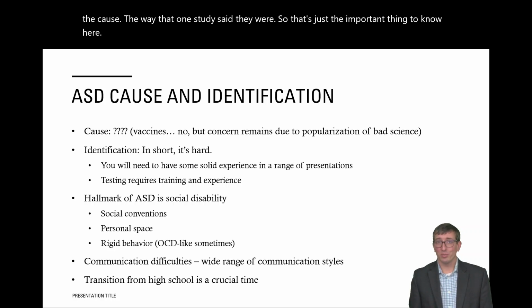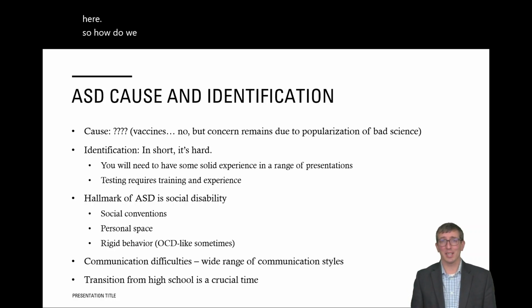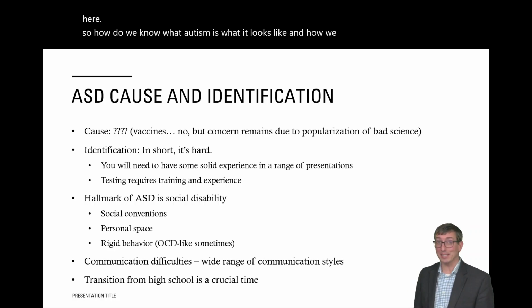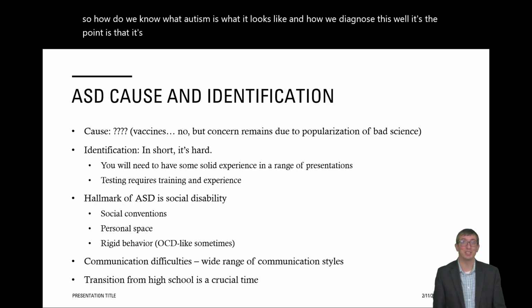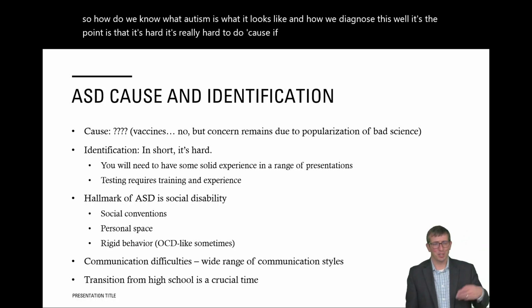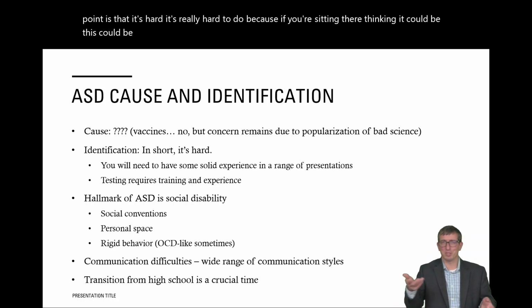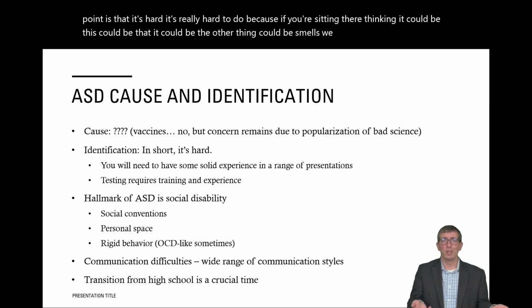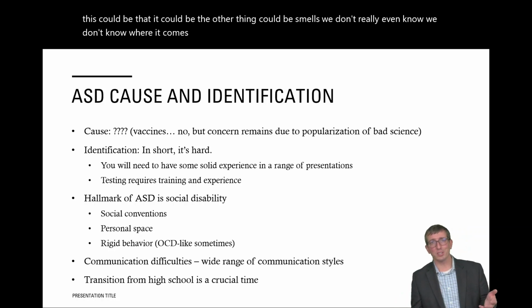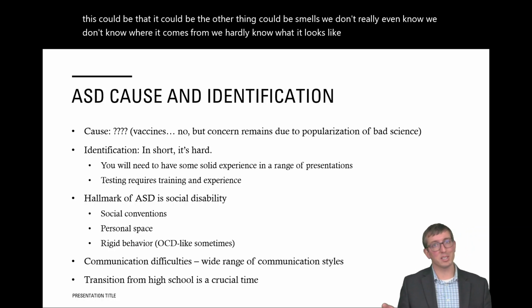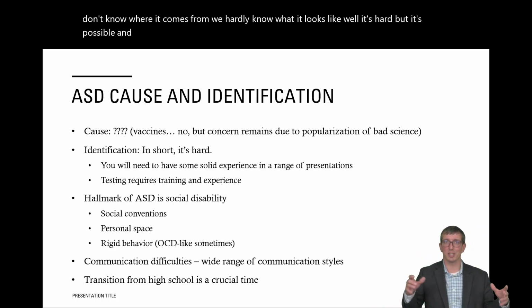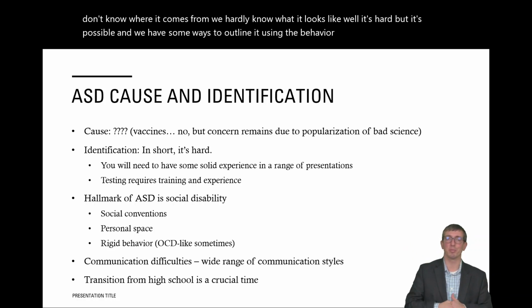So how do we know what autism is, what it looks like, and how do we diagnose this? Well, the point is that it's hard. It's really hard to do. Because if you're sitting there thinking, it could be this, it could be that, it could be something else, we don't really even know. We don't know where it comes from. We hardly know what it looks like. Well, it's hard, but it's possible. And we have some ways to outline it using the behavior that we talked about a little bit before.